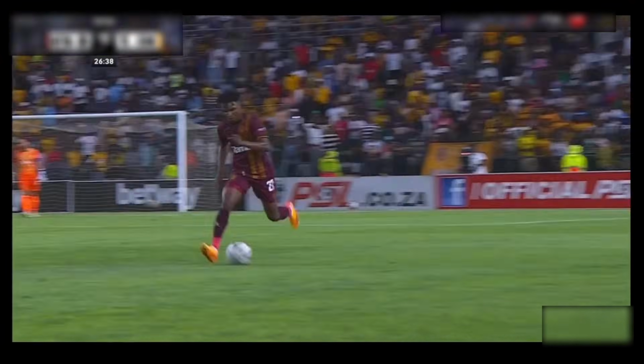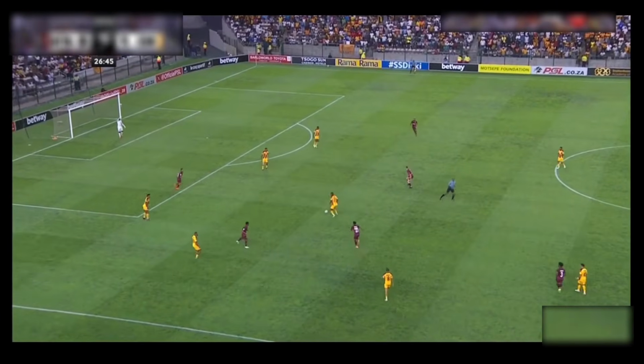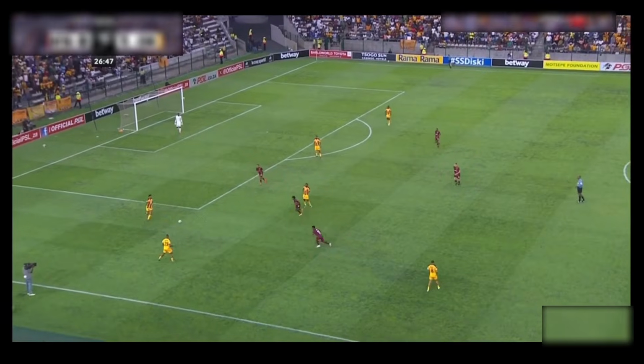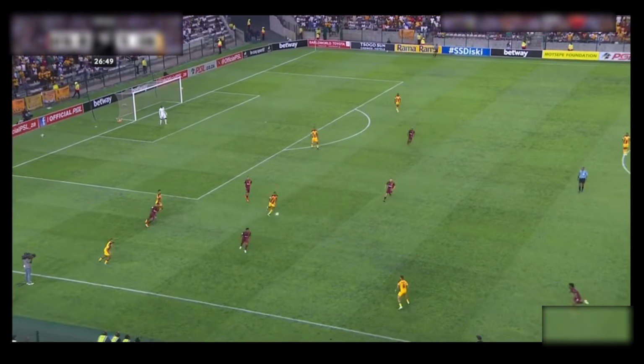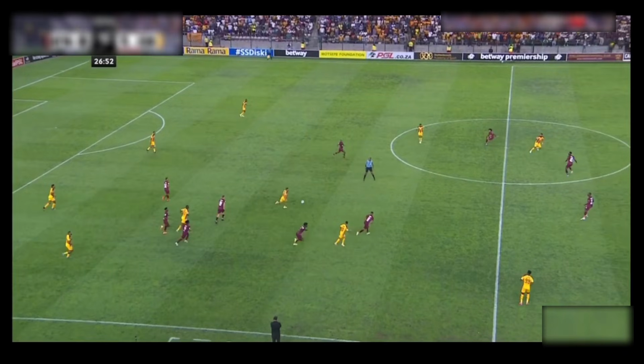Over and over again, you dribble past one of us, you play the ball wide. What do? We are ready, we are well positioned. I loved the defensive performance of Kaizer Chiefs more than their offensive one, because we're winning the ball back. Here's another thing that I loved.